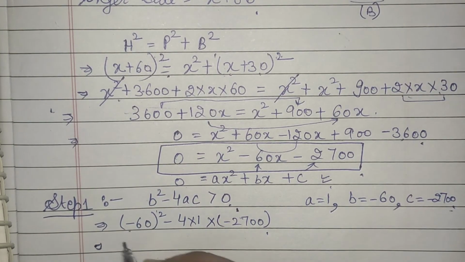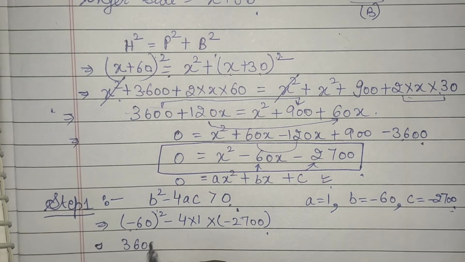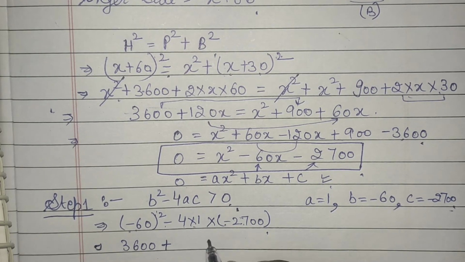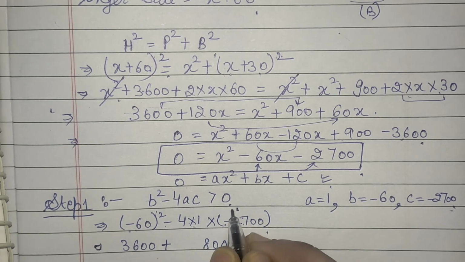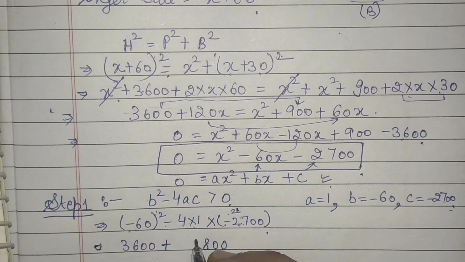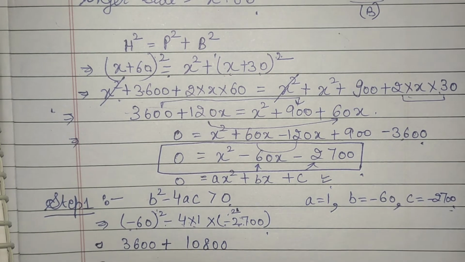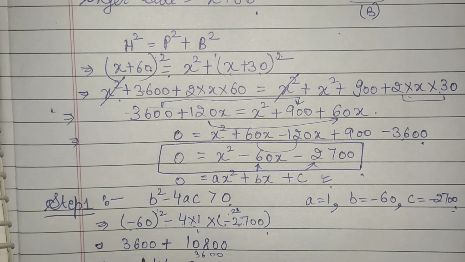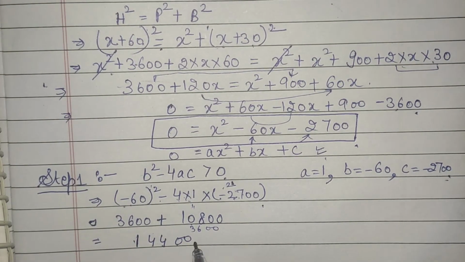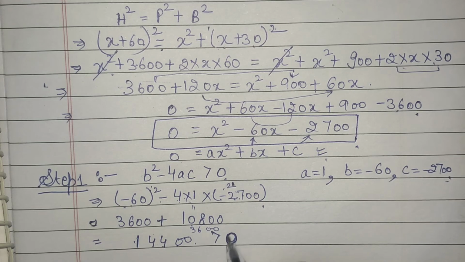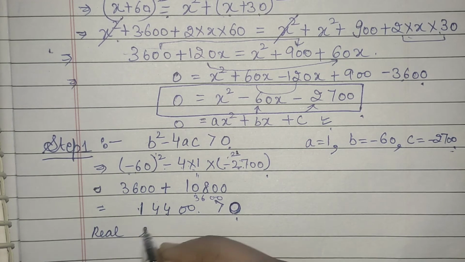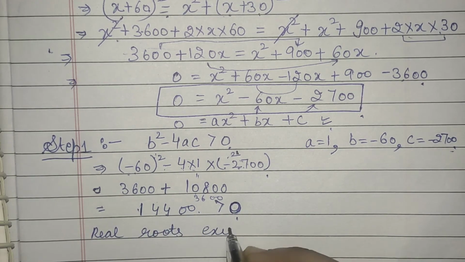Okay, so what will you get from here? 60 square is 3600, minus and minus will give you plus, and simplify this. You will get 4 7s are 28, carry 2, 4 2s are 8, 8 and 2 is 10. So when you add this value, you will get 0, 0, 4, 8 plus 6 is 14, and this will give you 3 plus 1 is 4, and you will get 14400, which is greater than 0. Okay, so that means your real roots exist.